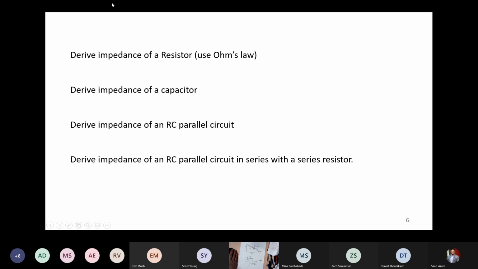Okay, so it says derive the impedance of a resistor, derive the impedance of a capacitor, and so on and so forth. So we're going to do that, okay? We're going to do all this stuff that it says here. So derive the impedance of an RC parallel circuit, derive the impedance of an RC parallel circuit in series with a series resistor, and so on. And we're going to go to the document camera to do this.